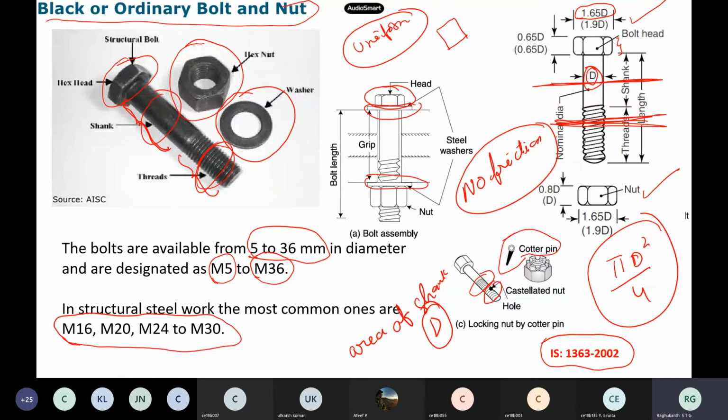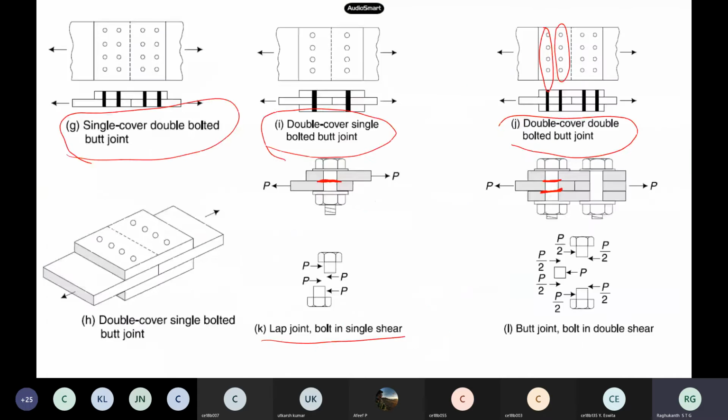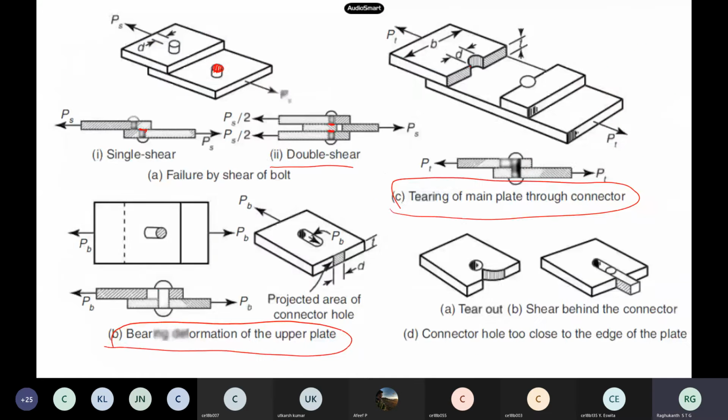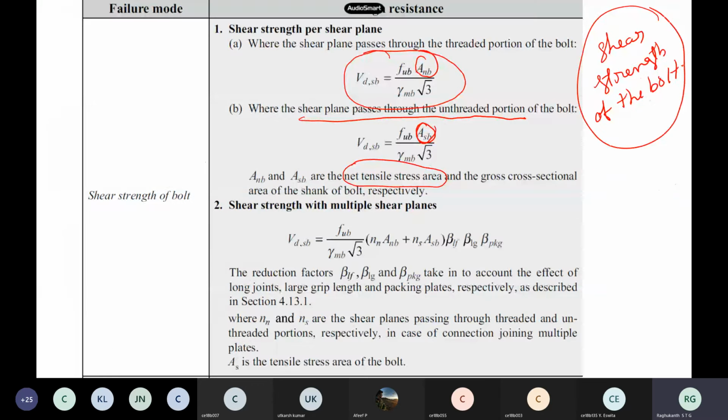If the shear plane passes through the shank, then pi d square by 4. So this is my shear plane. You can see in this figure also, this is the shear plane where the bolt has sheared off. These are the partial safety factors, the gammas, given in the code. I have shown you the limit states in the previous units, with factors like 1.25 and 1.5. Those things will be there.